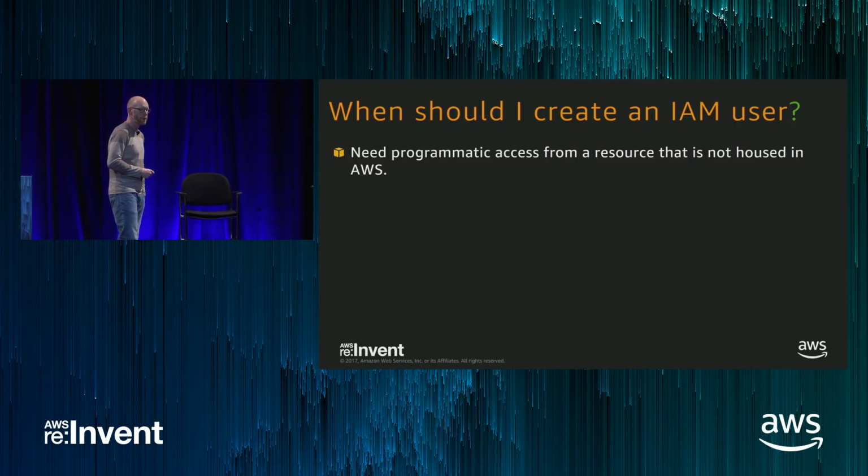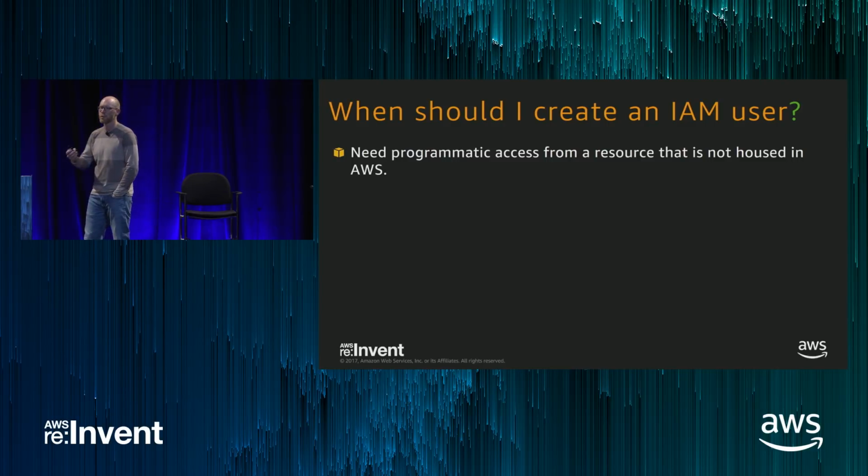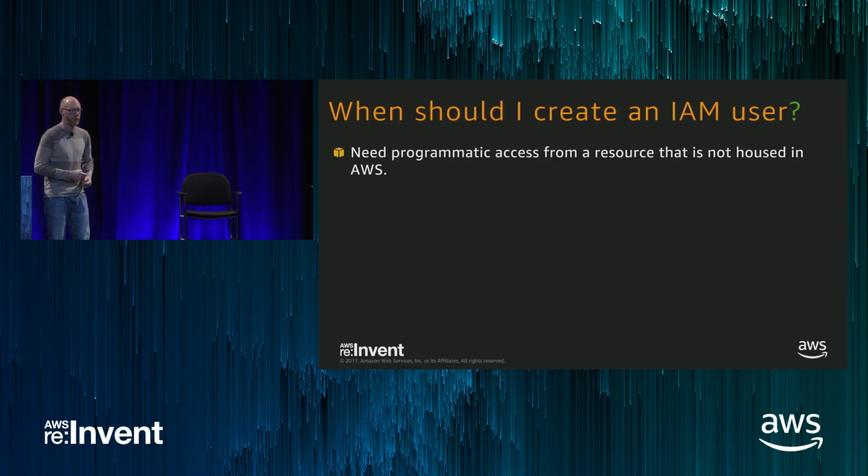One is that you need programmatic access from a resource that's not housed in AWS. Maybe you have some code that's running in your own data center that needs to access S3 or DynamoDB, or you're using some sort of a monitoring solution that looks at both your on-premise and your AWS stuff, and it needs to be able to call AWS APIs.